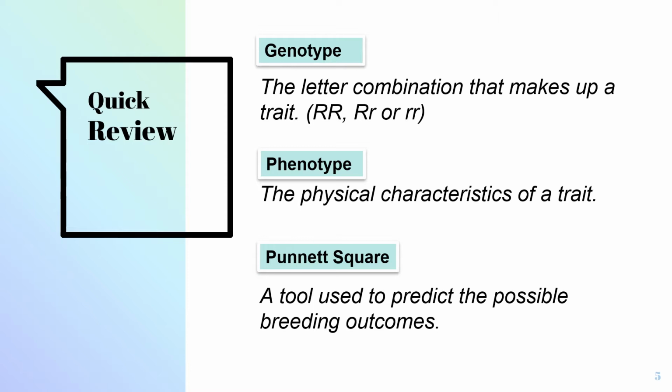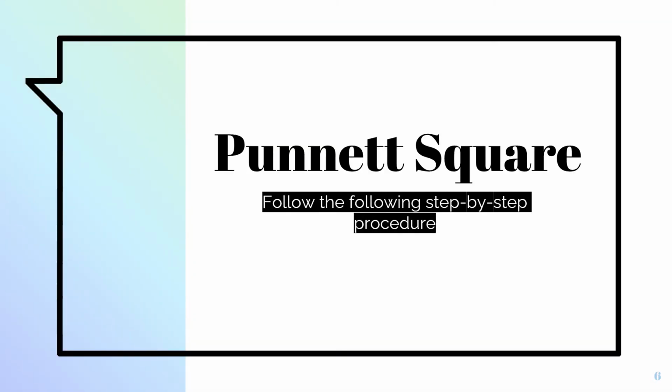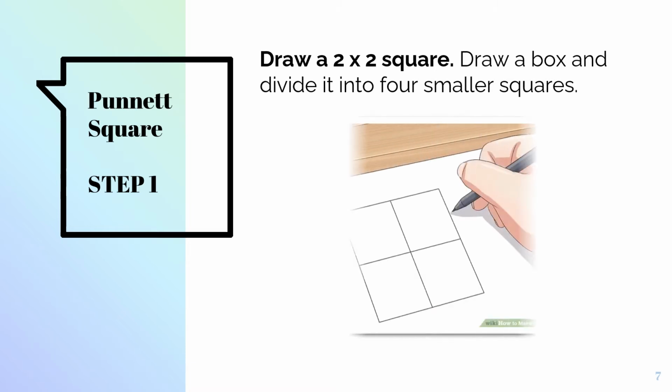So how are we going to do the Punnett Square? Let us follow the following step-by-step procedure. For the first step, draw a 2 by 2 square. Draw a box and divide it into 4 smaller squares, just like shown in this picture.